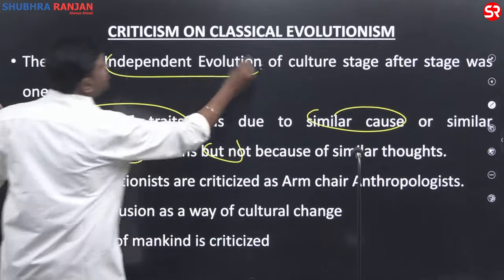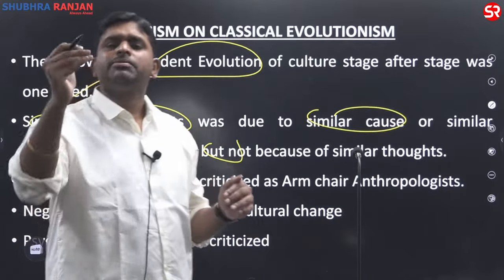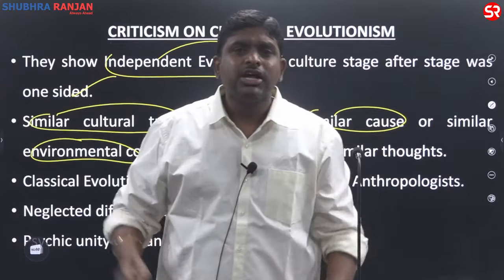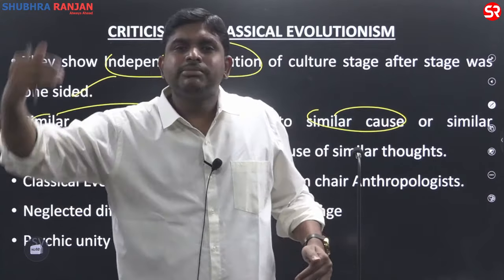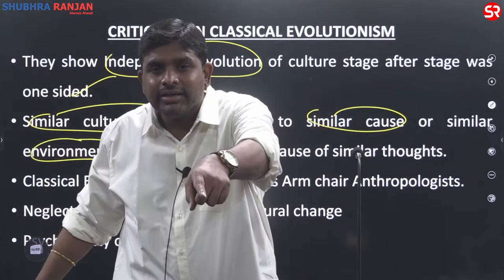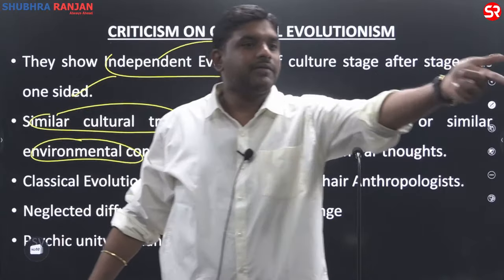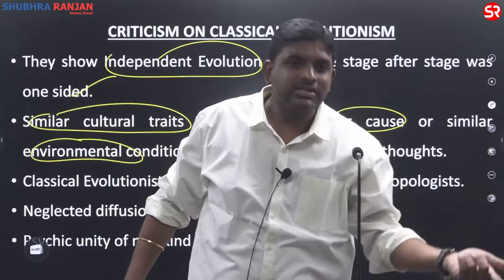They show independent evolution of culture stage after stage was one-sided. You told savagery to barbarism to civilization, one-sided. If that is the case, today also we have the Sentinelese who are savagery. It should be savagery to barbarism to civilization, so in civilized society there should not be any savage people. But savage people are living today also. Hence your theory is one-sided.